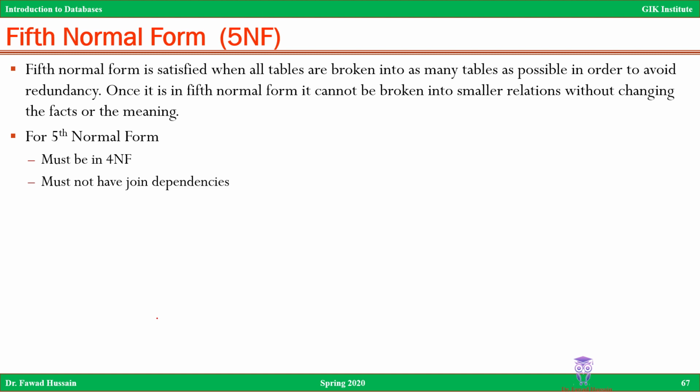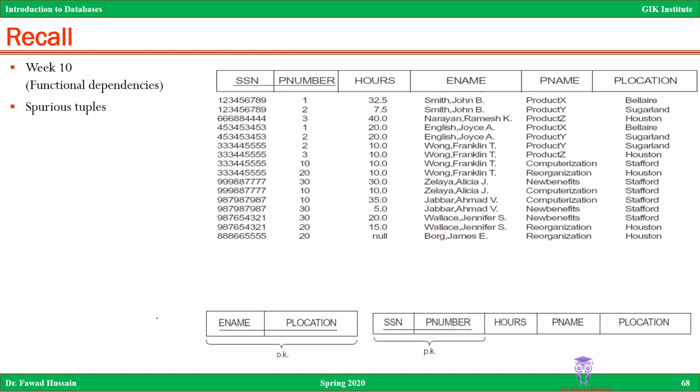But to be in the fifth normal form, you must be in the fourth normal form, and you must not have any join dependency. So to understand what all this means, let me take you back again to that very important video about functional dependency. I keep referring to that video. You have to go and watch that again carefully to understand what we're doing here. So if you remember, we had this example when we were talking about the spurious tuples.